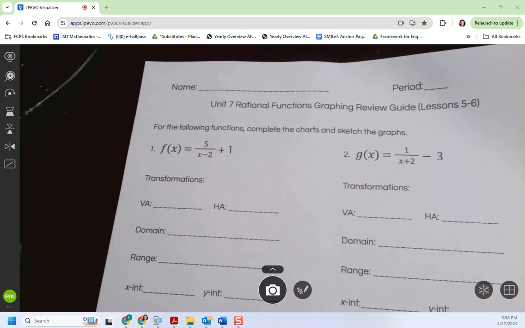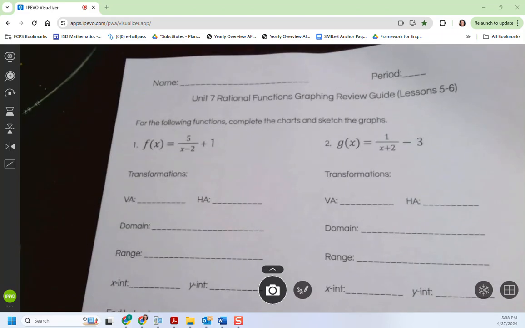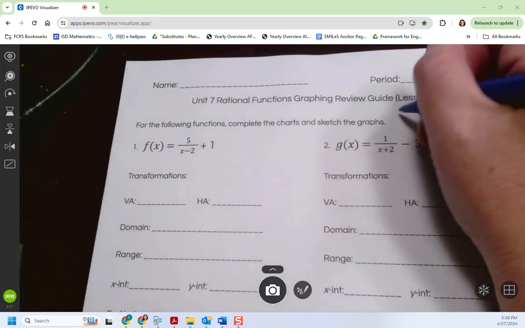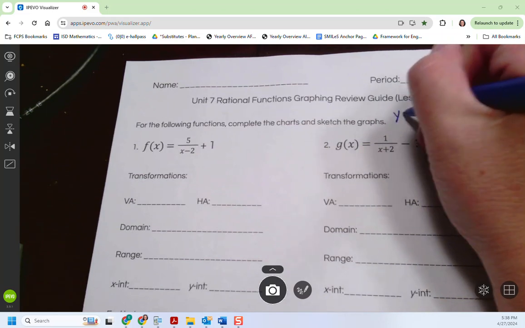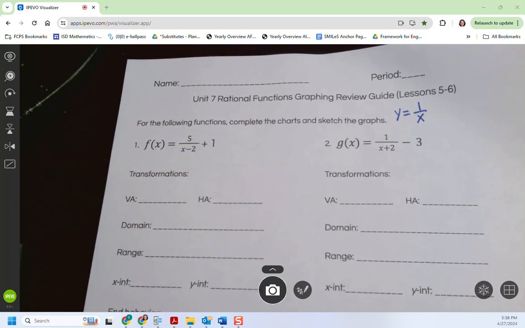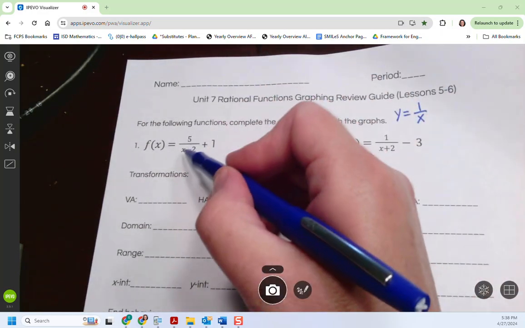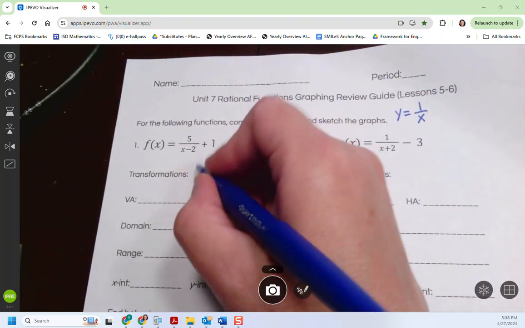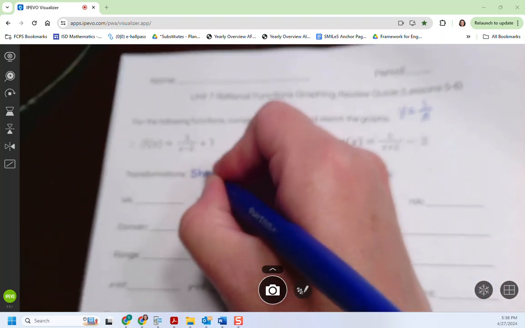Hello Algebra 2 students, this video will review graphing rational functions. The first two questions are examples of transformations. They're transformations of the parent function y equals 1 over x. And you'll remember that anything that happens to the x happens inversely, so x minus 2 will actually shift you to the right 2.